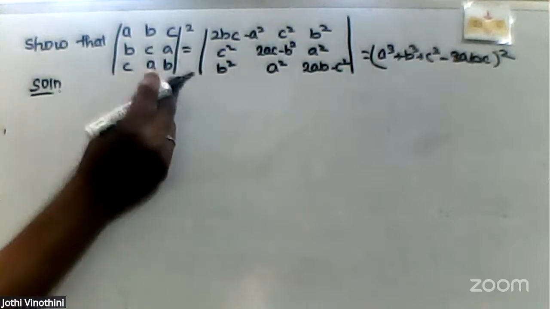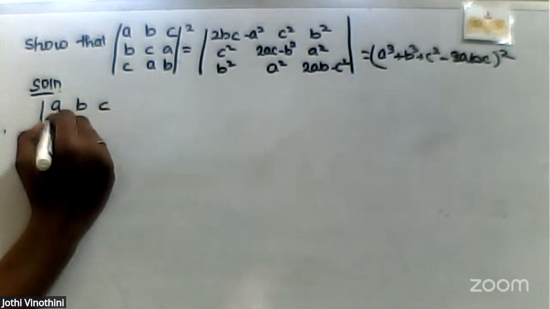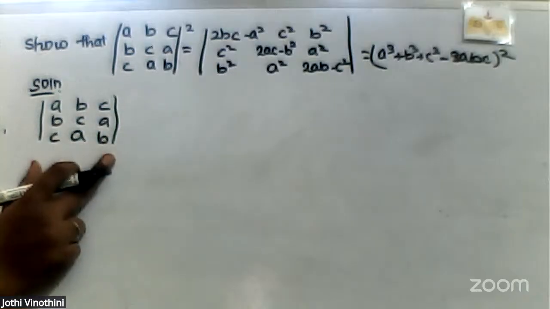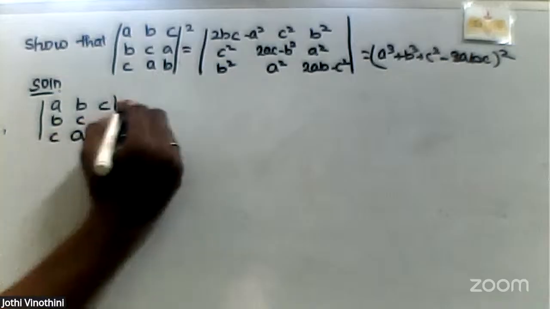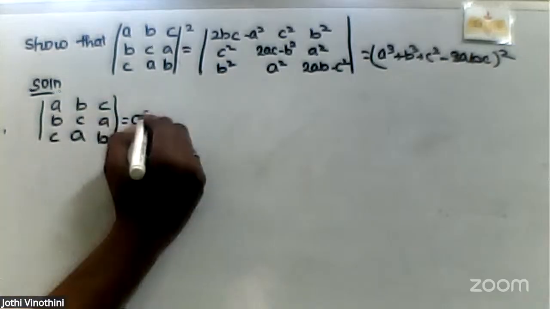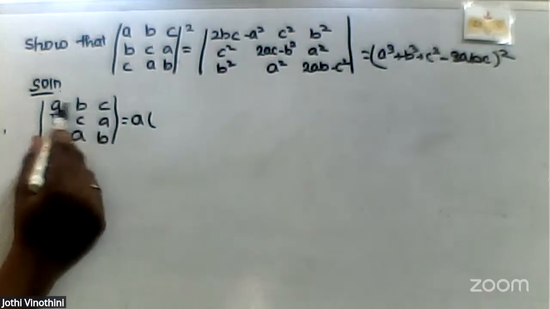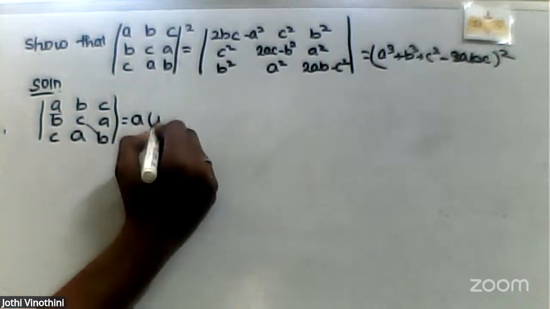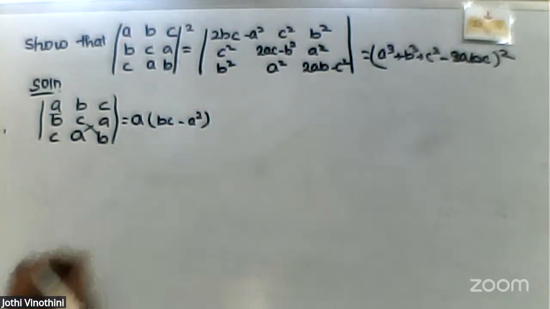I'm going to take this part first, right? So it will be A, B, C, B, C, A, and C, A, B. I'm just going to take this matrix first. I'm simply going to do a row wise determinant. So it will become A multiplied by, so while taking A, we have to leave this row and this column. So we have to take this alone. So it will be BC minus this one will be A squared, right?